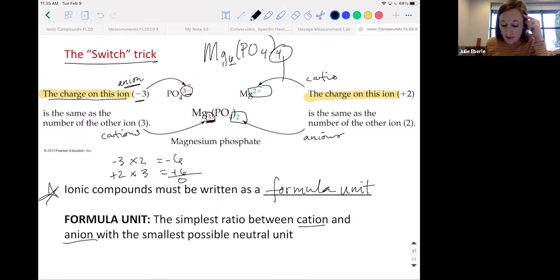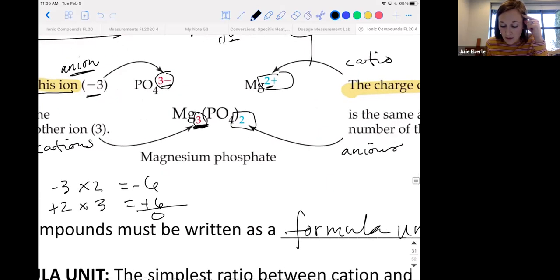The charge on magnesium is a +2. So the 2 right there tells us how many, it's on magnesium. We're going to switch it. We're going to apply that to the anion. That's how many anions we need in our formula. Does that help?